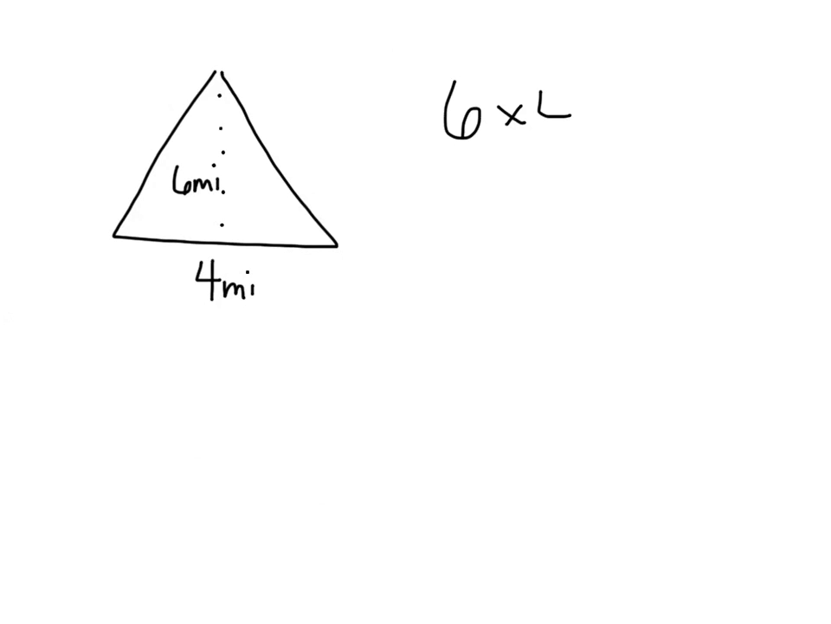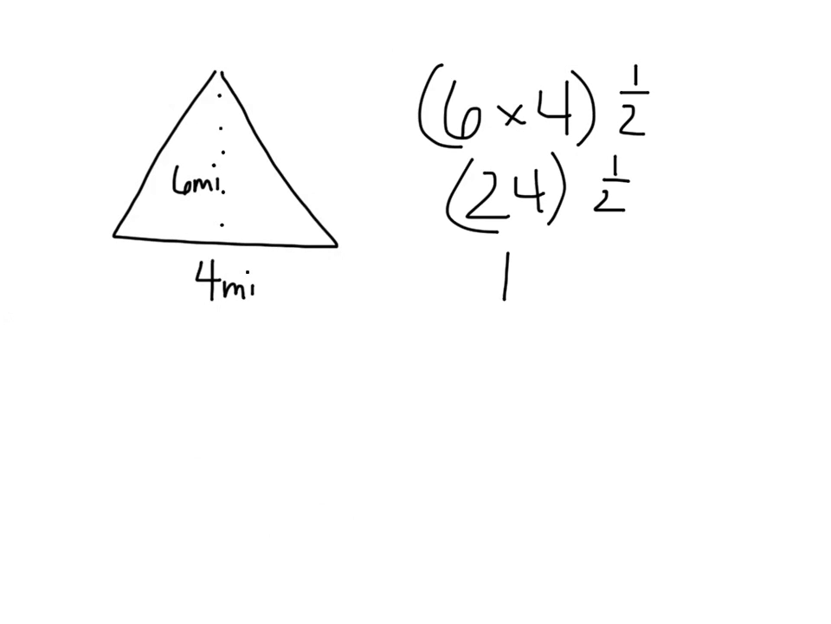How about this one? This is 6 miles, and this is 4 miles. Now you try and solve it on your own. Did you say that 6 times 4 times half is 24 times half, which was 12 miles squared? If you did it right.